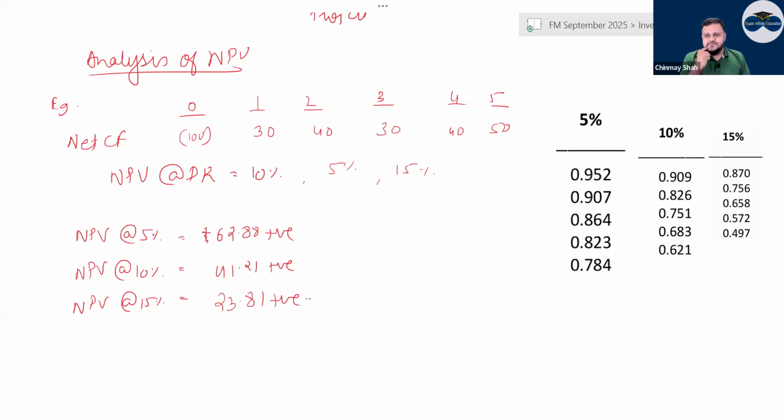Can you tell me once? चल करो. Do it. $41.21 या 48.41? 10%. NPV at 5, NPV at 10, NPV at 15.